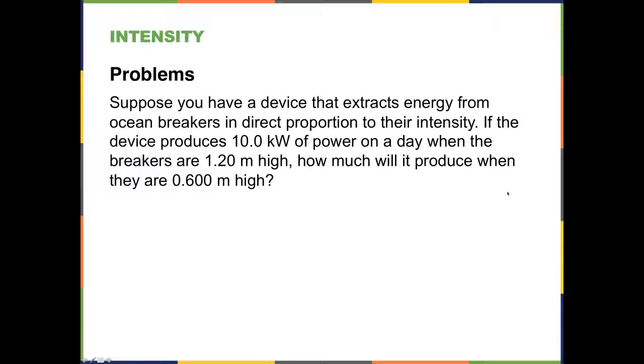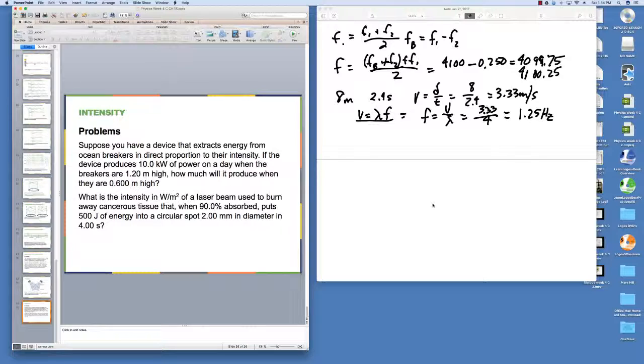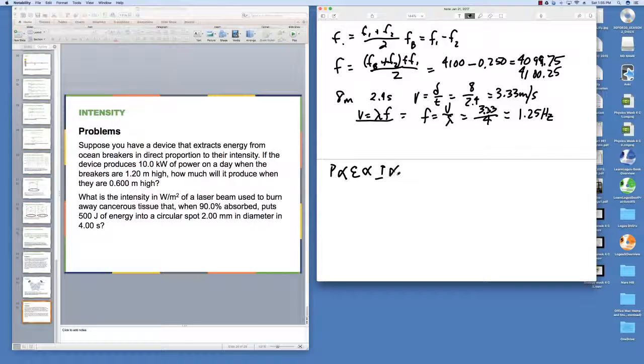So let's look at a couple more problems. Suppose you have a device that extracts energy from the ocean breakers in direct proportion to their intensity. If the device produces 10 kilowatts of power on a day when the breakers are 1.2 meters high, how much will it produce when they are 0.6 meters high? The power is proportional to the energy, which is proportional to the intensity, which is proportional to the square of the amplitude.